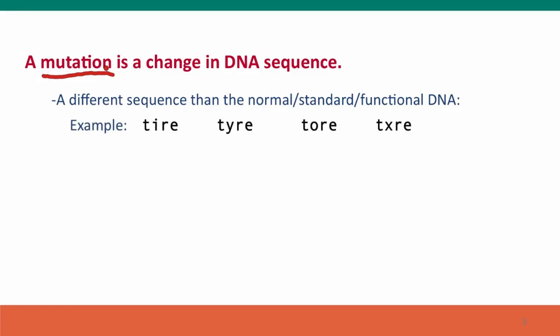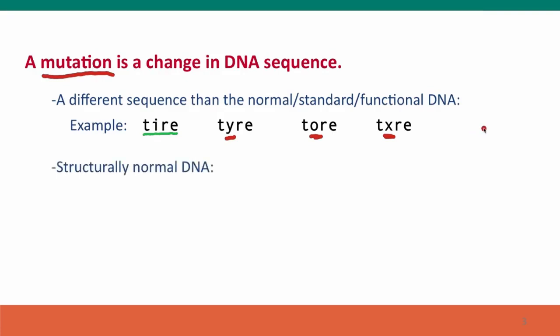If we consider it as if it was text, because this is very much an informational concept, we could say that, for instance, if the word tire was the normal word, the normal sequence, then any of these changes of replacing the I with a Y, which makes a word that has the same meaning, replacing it with an O, makes a word that has a different meaning, replacing it with an X, well, that's not really a word at all, but it's still a string of text.